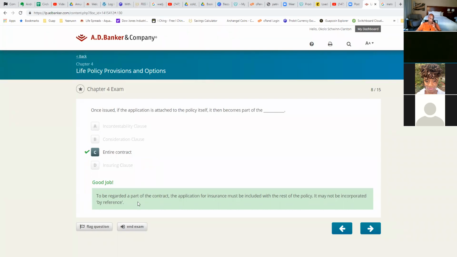To be regarded a part of the contract, the application for the insurance must be included with the rest of the policy. It may not be incorporated, quote, by reference. So you can't say, okay, refer to this other page somewhere else. You've got to have it all there together.